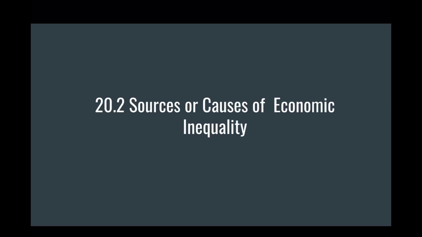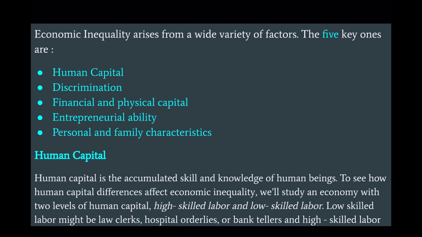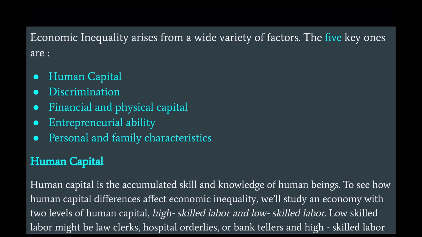20.2 Sources or Causes of Economic Inequality. Economic inequality arises from a wide variety of factors. The five key ones are human capital, discrimination, financial and physical capital, entrepreneurial ability, personal and family characteristics. Human capital is the accumulated skill and knowledge of human beings.